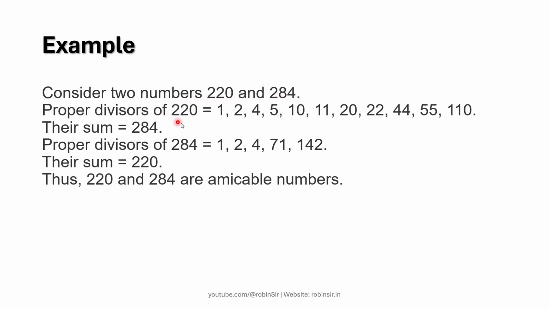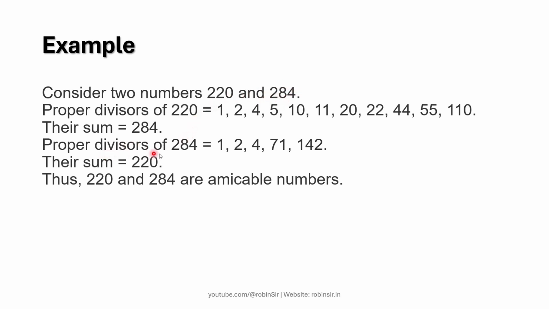Now proper divisors of 220. Proper divisors means leaving the number itself, all the other factors. So we have left out 220 here. So these are our proper factors for 220. If you find the sum of these proper factors, you get 284, which is the other number. And the same applies to the other number also.